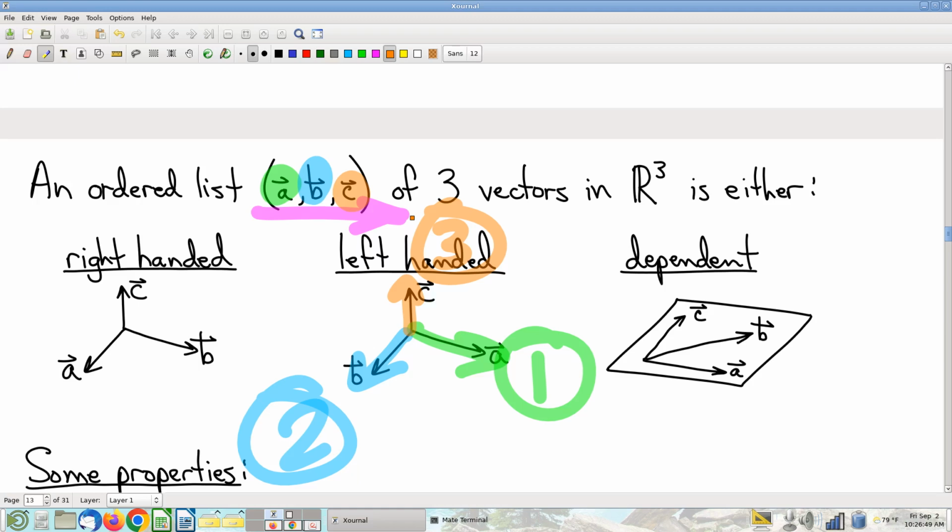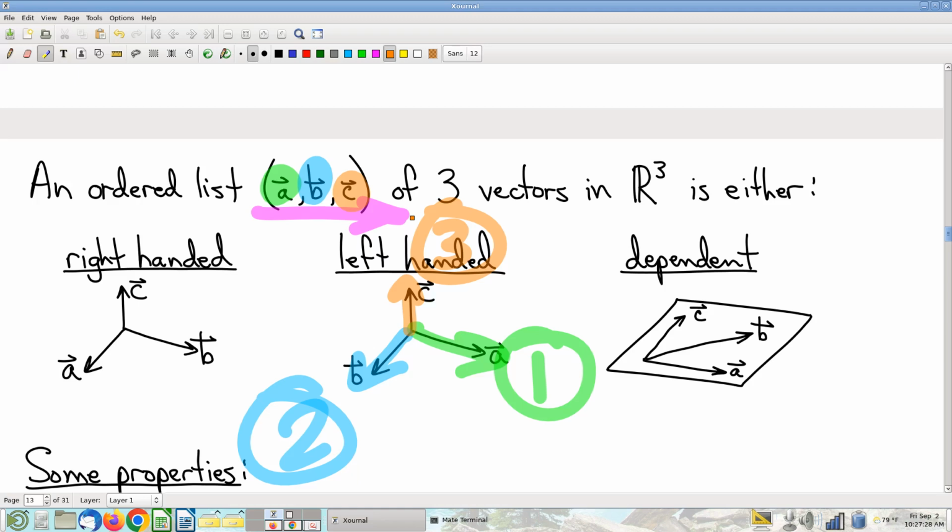So index finger in the direction of the first vector A, middle finger in the direction of the second vector B. Fine. But now notice my thumb is pointing on what you might call the bottom side of the plane defined by A and B, which is not the same side that C is. So this is not a right-handed list. ABC, if these are the vectors A, B, C, is not right-handed. But I claim it is left-handed, because first vector, second vector, third vector, no problem.